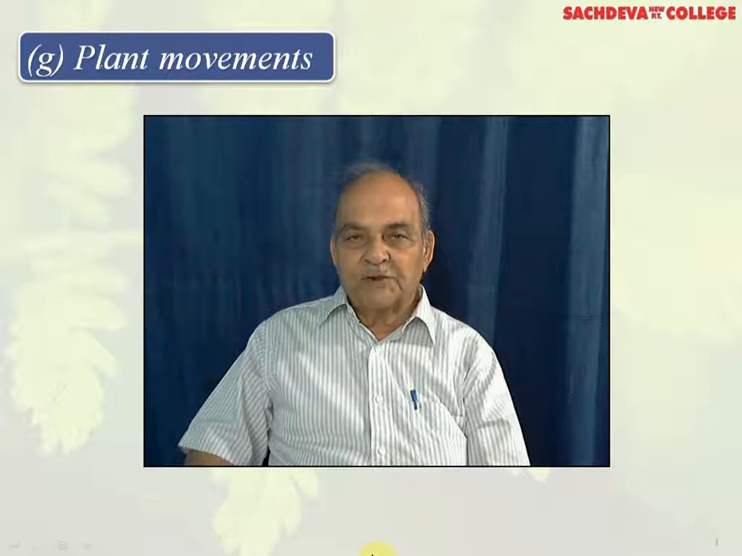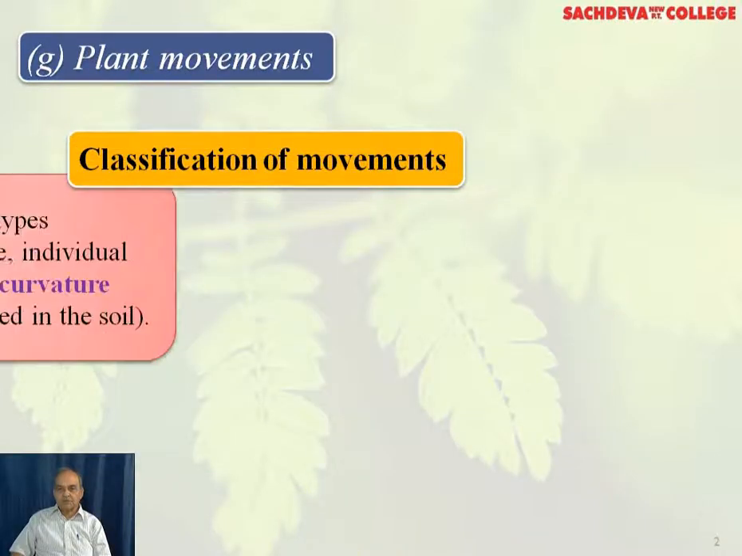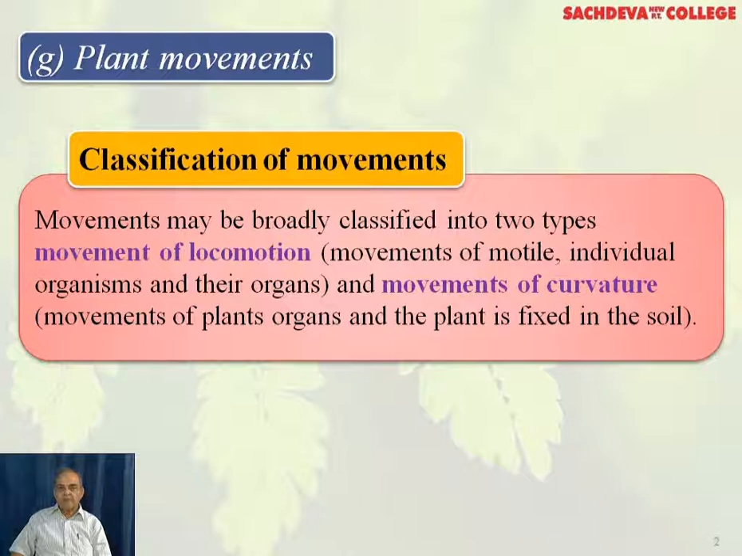Plant movements. Classification of movements. Movements may be broadly classified into two types. First, movements of locomotion, that is, movements of motile individual organisms and their organs. And second, movements of curvature, that is, movement of plant organs, where the plant is fixed in the soil.